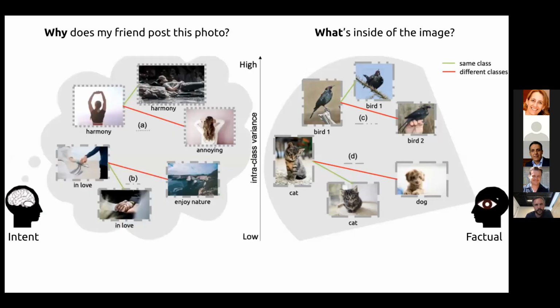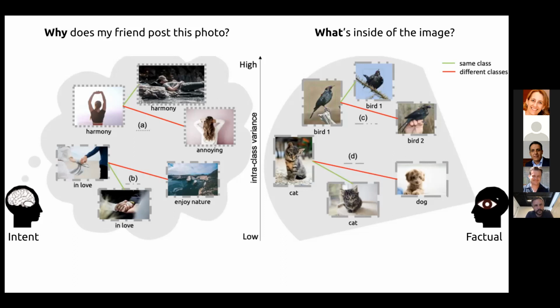We're more interested in intentonomy in the why. When you're scrolling through your social feed and you see that somebody posted something, a paragraph, an image, a meme, why did they post it? What was the intent behind it? Was it to convey a sense of harmony or irritation, or that they're in love with a partner? And in this case, there is often a conflict between content and intent.